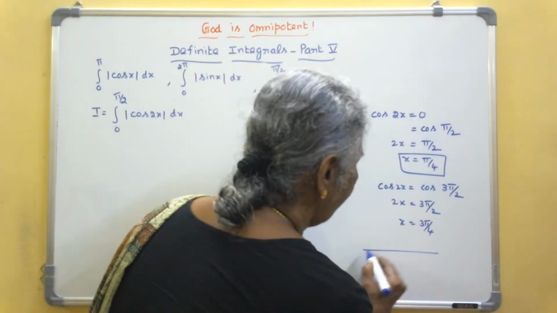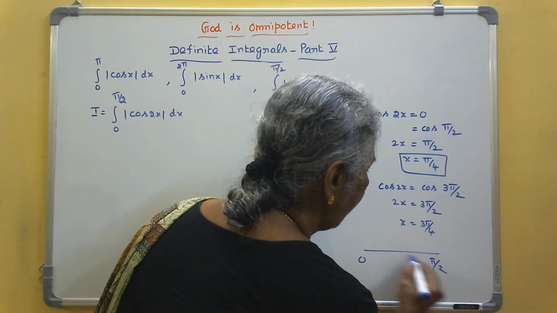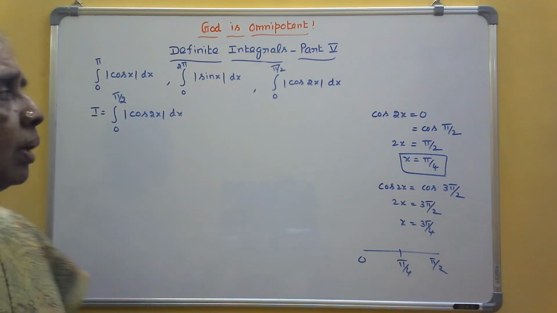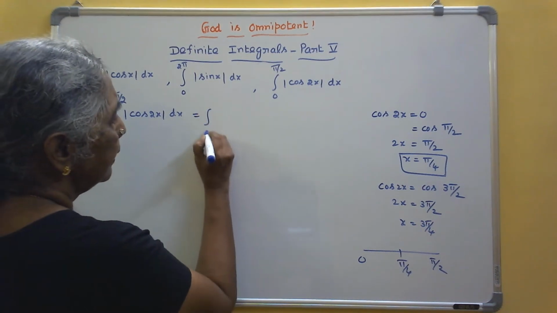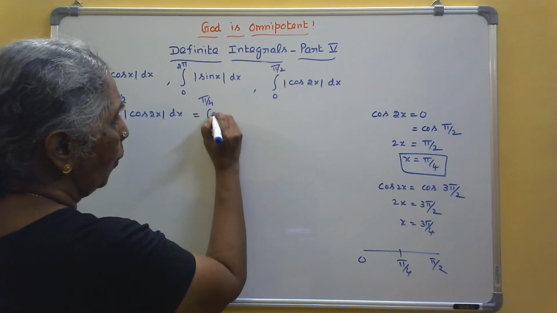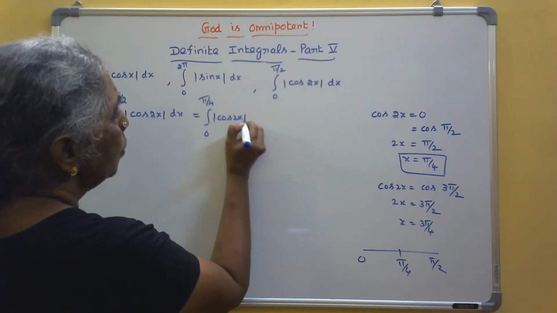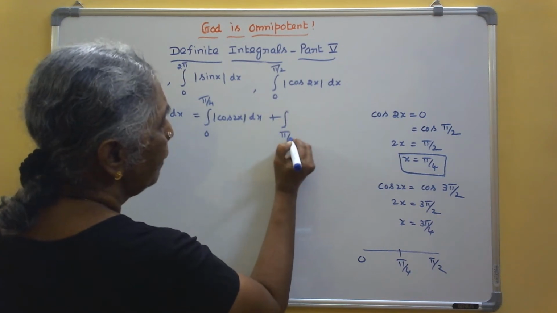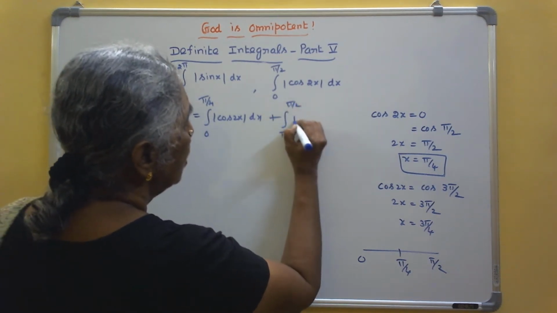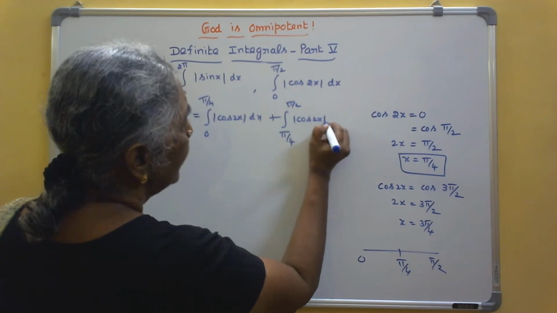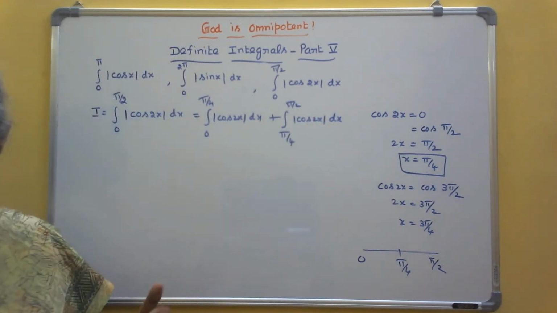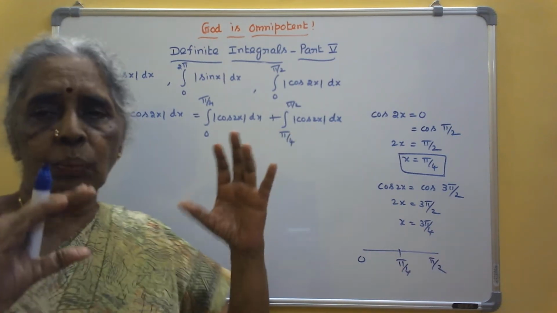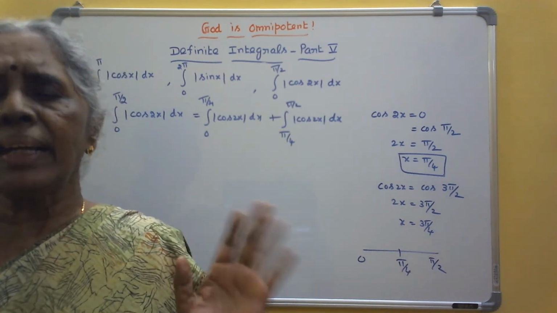So if you draw a number line, this is 0. This is pi by 2. In between you have got pi by 4, right? So now we can write this as integral 0 to pi by 4 mod cos 2x dx, which is my f of x, plus integral pi by 4 to pi by 2 mod cos 2x dx. Now I have to see where this will take a positive value and in which interval this will take a negative value.